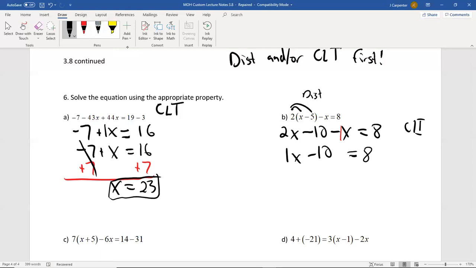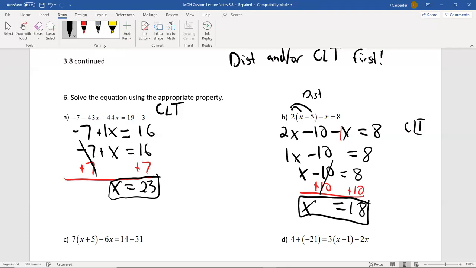Now again, I don't need to see this 1, so I'm just going to rewrite this without it. Now we're ready to move things from side to side. On the variable side, we see a minus 10, so we're going to add 10 to both sides. 8 plus 10 being 18. We bring the x down, the 10s cancel, bring the equals down. There's our 18, and there's our answer.